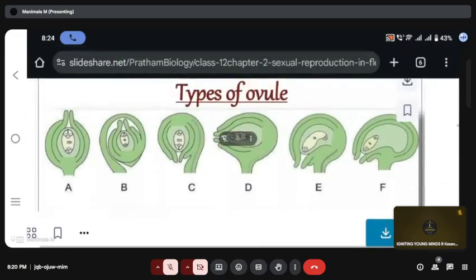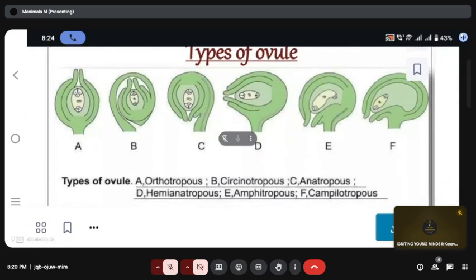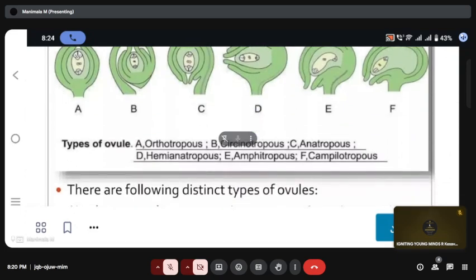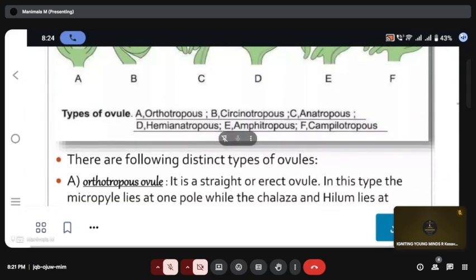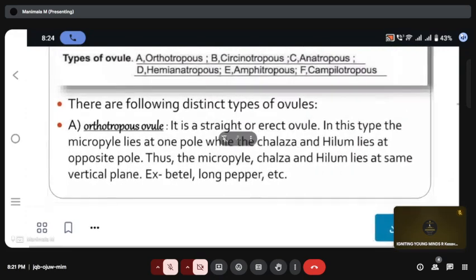And so there are types of ovules we have. Types of ovules is additional only. First one arthrotrophus, second one cercinotrophus, and third one anatrophus. That is based on the fusion only. And hemianatrophus, amphitrophus and campylotrophus. So what is the arthrotrophus? Actually, it is not in your textbook.